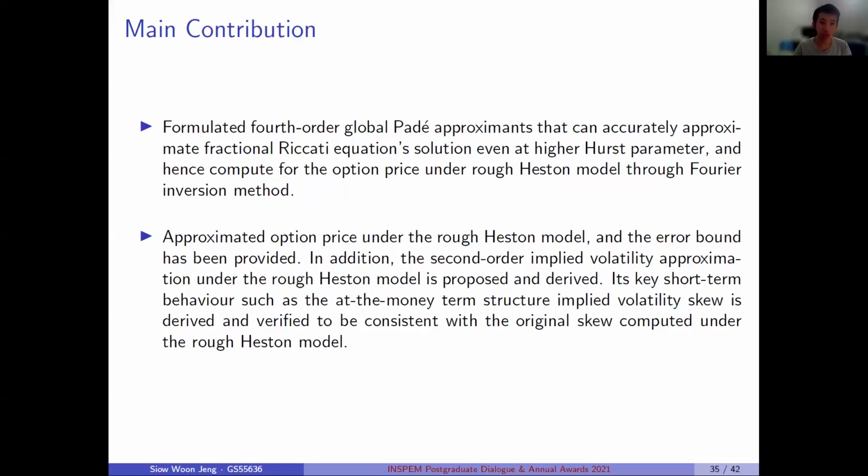So in addition, we can also derive the second order implied volatility approximation and its key short-term behavior, such as the at-the-money term structure and implied volatility skew. We have also numerically tested the at-the-money term structure implied volatility skew against the original skew computed under the rough Heston model.